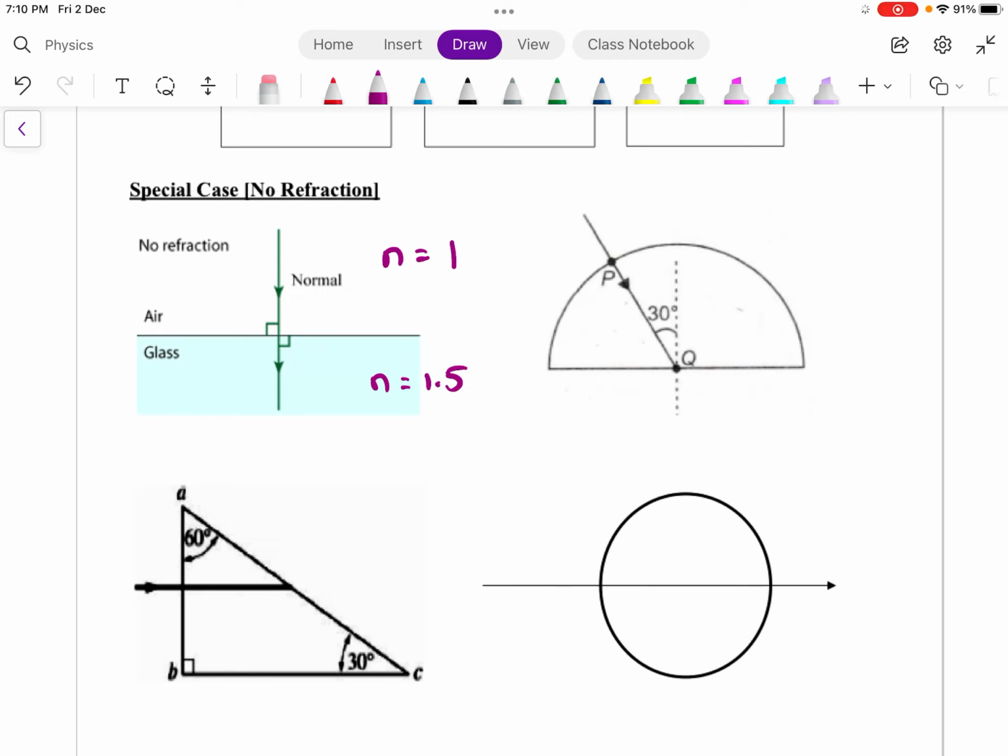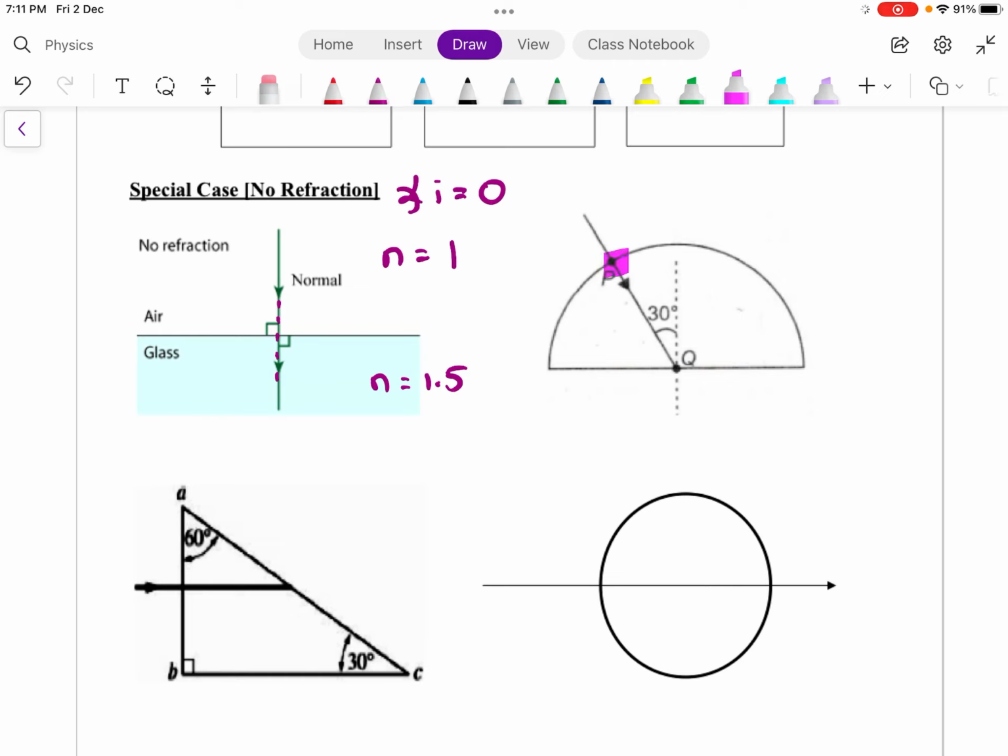And another thing to take note of is, what is the angle of incidence of the light? It's actually 0. So when your angle of incidence is 0, there shouldn't be any refraction. So here the angle of incidence is equal to 0. Okay, looking at number 2, which is a semicircular glass block. I just want you to focus your attention on this part.